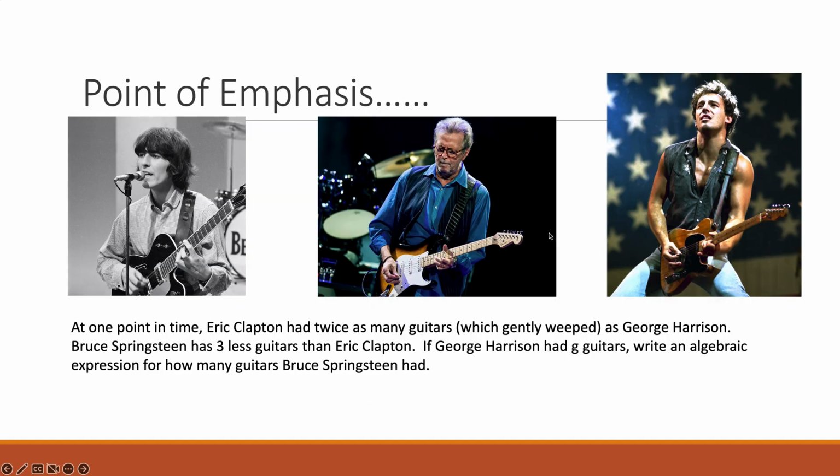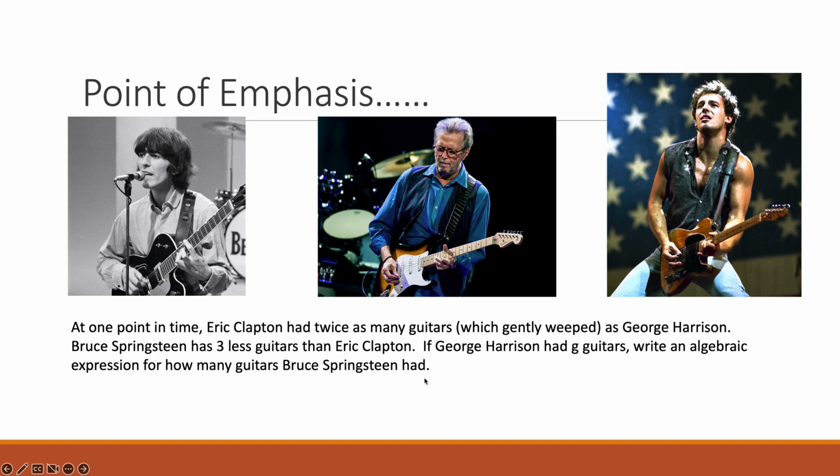Point of emphasis. At one point in time, Eric Clapton had twice as many guitars. Eric Clapton's in the middle. And of course, the guitar gently weeps, as George Harrison. Hopefully you have enough appreciation of rock and roll to understand that humor. So, at one point in time, Eric Clapton had twice as many guitars as George Harrison. Bruce Springsteen has 3 less guitars than Eric Clapton. If George Harrison had G guitars, write an algebraic expression for how many guitars the poet laureate of the state of New Jersey, Mr. Bruce Springsteen, had?